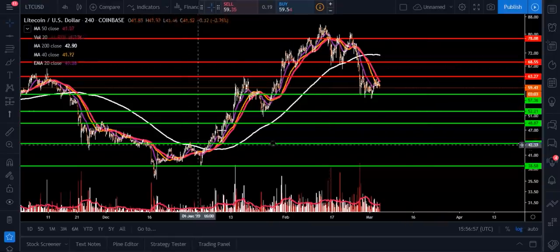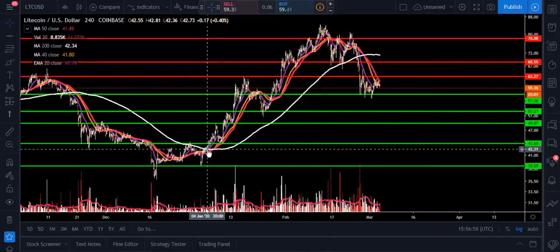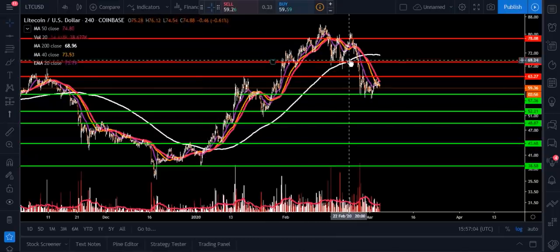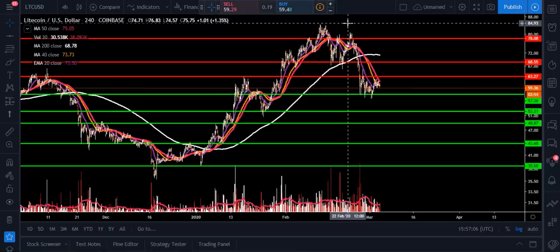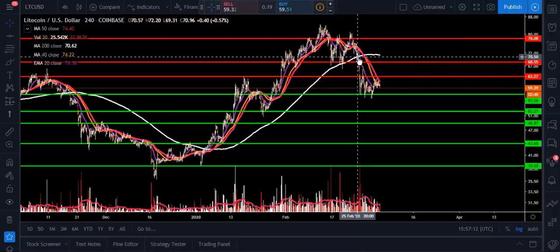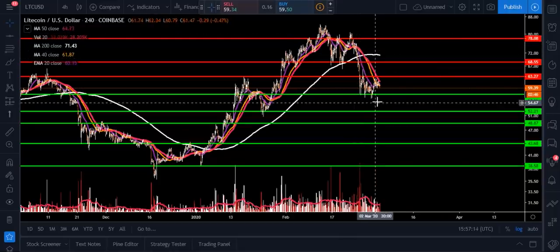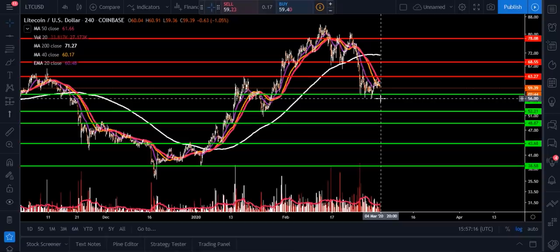And as you can see, this entire run up here, once we broke up above the 200, that was about $42. We ended up going all the way up to $84. So it's very significant when we start having candle closes up above it or below it. And then look what happened once we closed below it. We were at $70. We dropped all the way down to $56. So these are the things I'm trying to teach you guys, just to pay attention to moving averages and how price action responds to them.